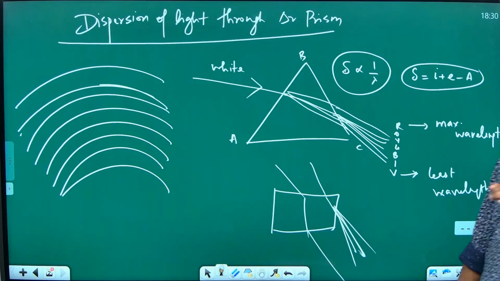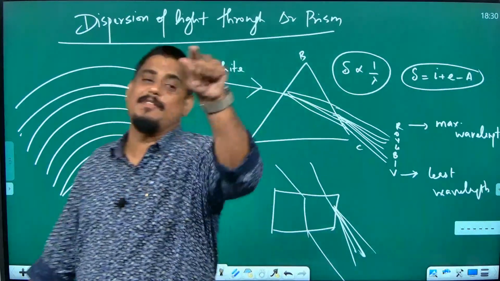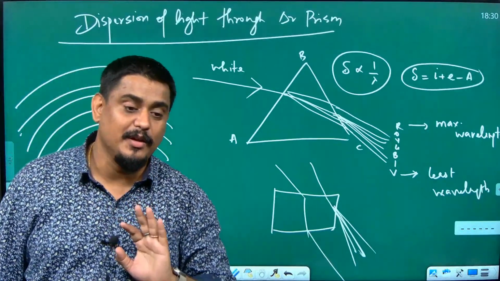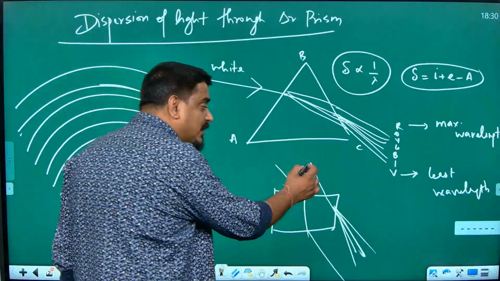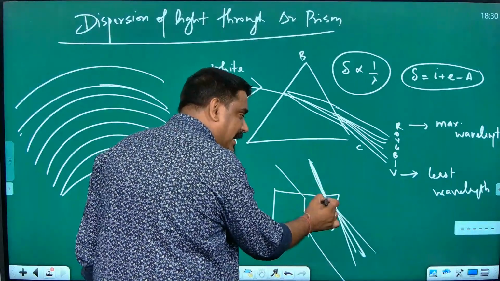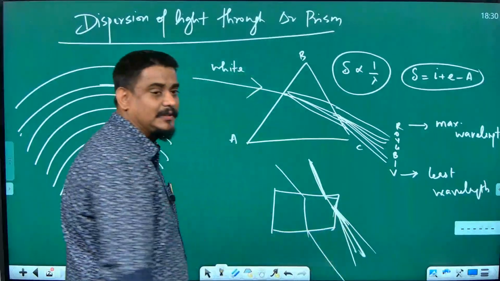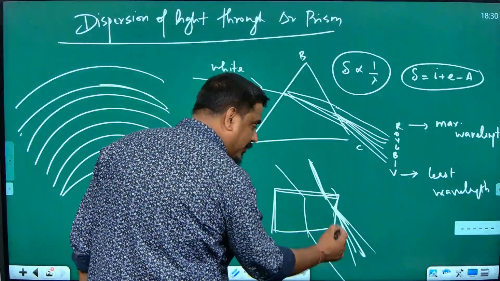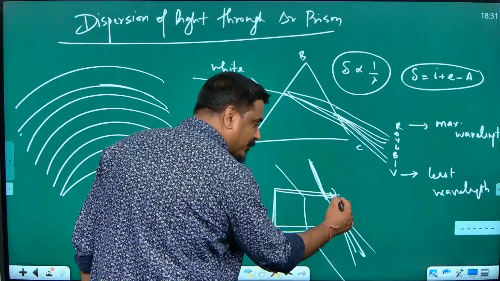So, do not think dispersion can be seen only by a triangular prism. Dispersion can be seen by any medium which allows the light to enter from one side and exit from the adjacent side, forming an angle of prism. So, in this rectangular prism also, this will be called the angle of prism only.